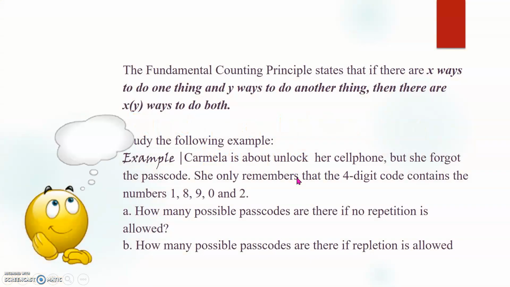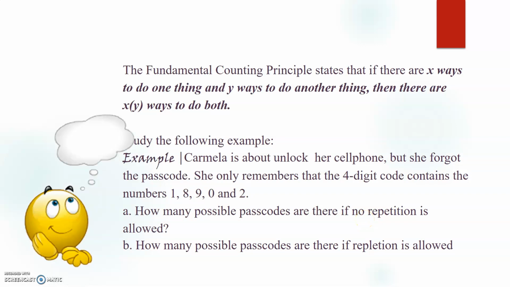Now, the fundamental counting principle states that if there are x ways to do one thing and y ways to do another thing, then there are x times y ways to do both. So for example, we have here Carmela is about to unlock her cell phone, but she forgot the passcode. She only remembers that the four-digit code contains the numbers 1, 8, 9, 0, and 2. Now, how many possible passcodes are there if no repetition is allowed?